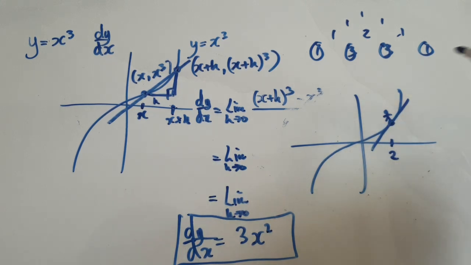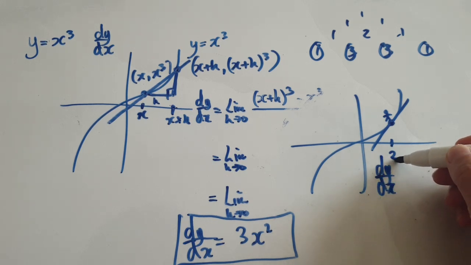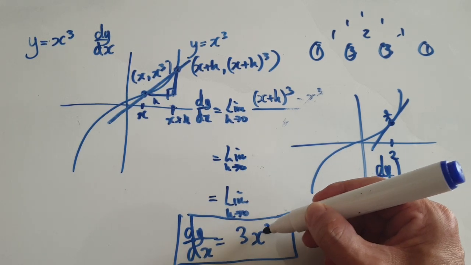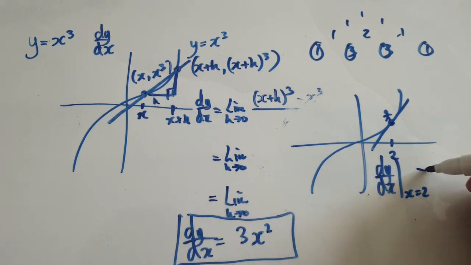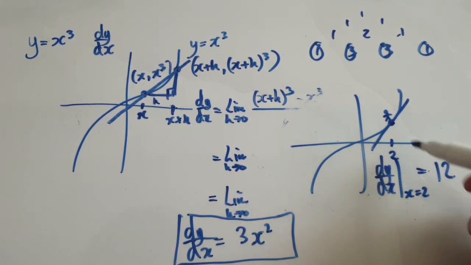So the gradient right here is written like this. dy by dx, evaluated at x equals 2. We'll now put 2 into here. This would be 4 times 3. So it would be 12. So what that means is dy by dx, the gradient right here at x equals 2, is actually 12. Okay?